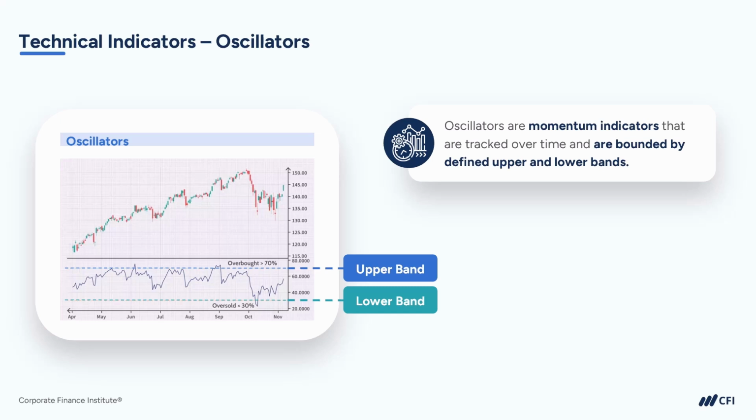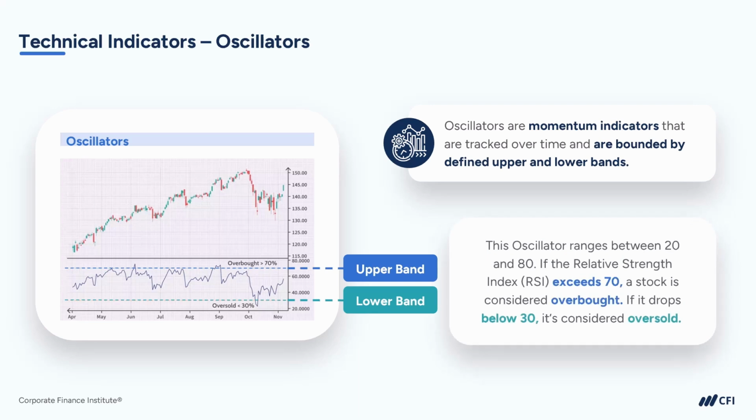A commonly used oscillator is the RSI, or Relative Strength Index. Now, the specifics of how this is calculated is outside the scope of this course, but at a high level, this oscillator ranges between 20 and 80, and if the RSI starts to exceed 70, the stock is considered overbought. If it drops below 30, it's considered oversold. These types of indicators can be used as further evidence to confirm that a suspected trend is taking shape.